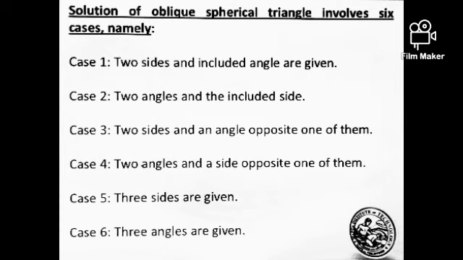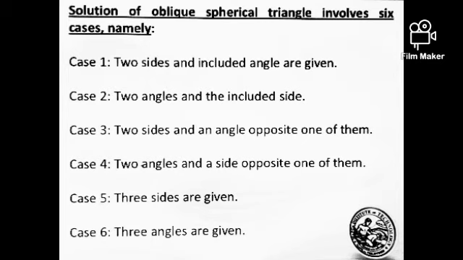As I said earlier, the formula that you will use, whether the law of sines, law of cosines for sides, law of cosines for angles, law of tangents, or Napier's analogies, depends on the three parts of the oblique spherical triangle given, and these are the six possibilities. The three parts may be given. In case 1, two sides and included angle are given.